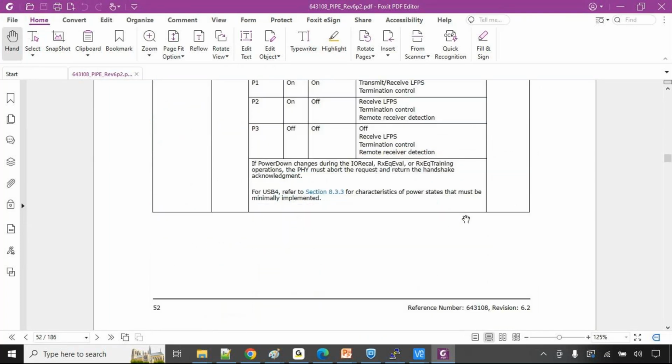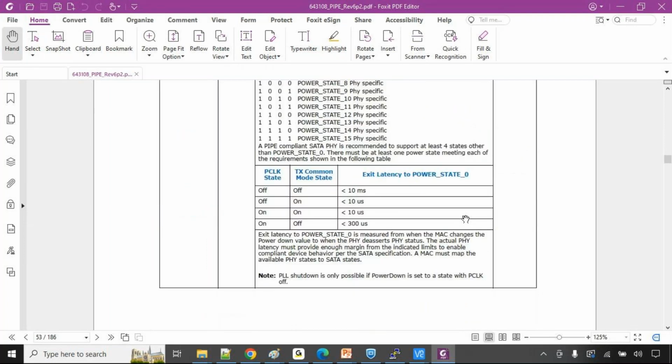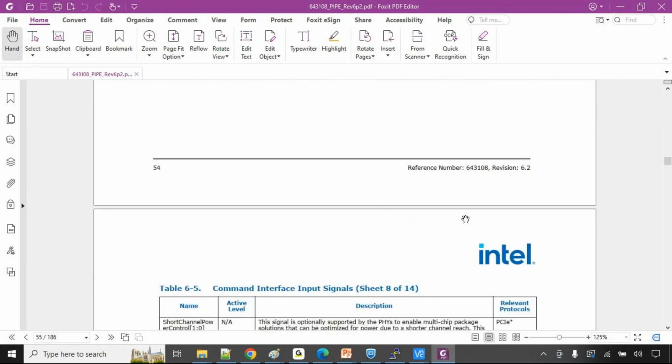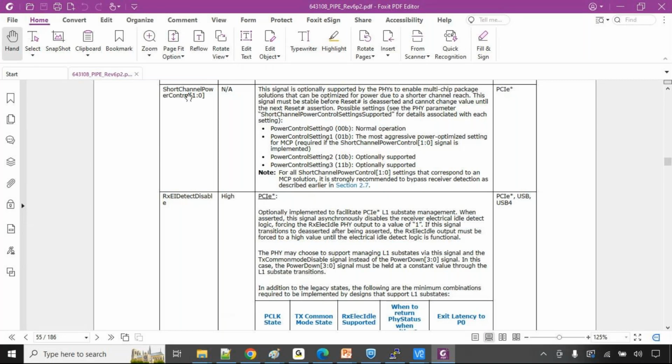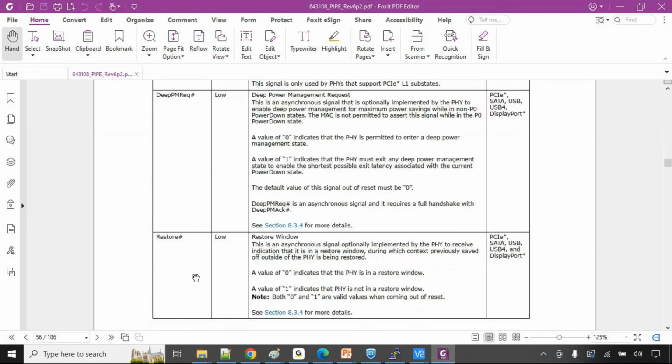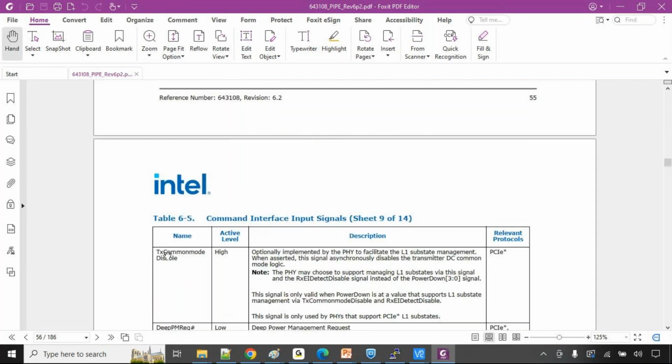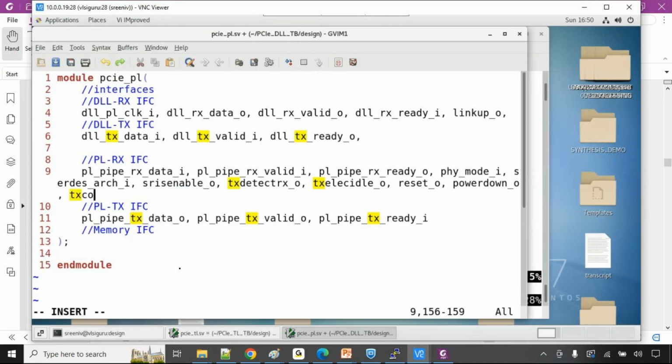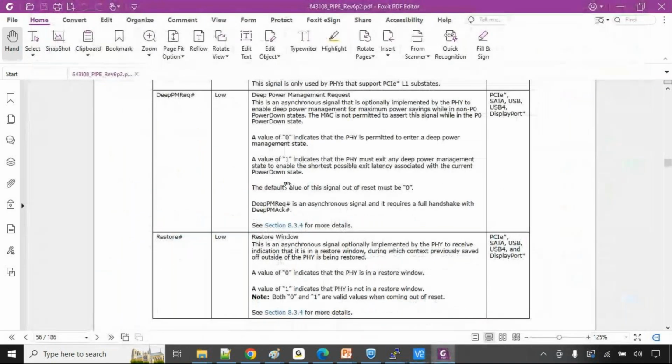Similarly, you can write down all the signals. See, power down, this is not applicable. Short channel power control: these things you can add, because right now I don't have any plan to use them, so I'm not keeping them, but as required we can add those signals as well. See, transmit common mode disable, underscore o means it's an output. Like this you can declare various signals.